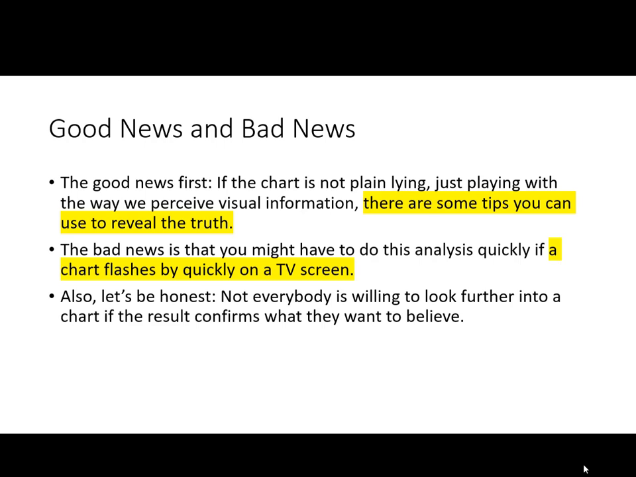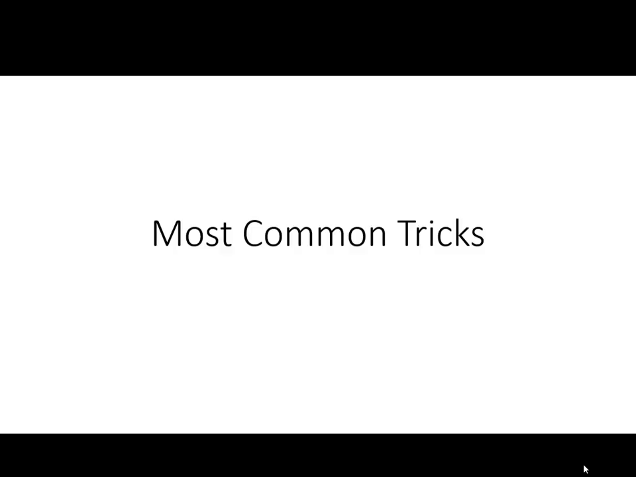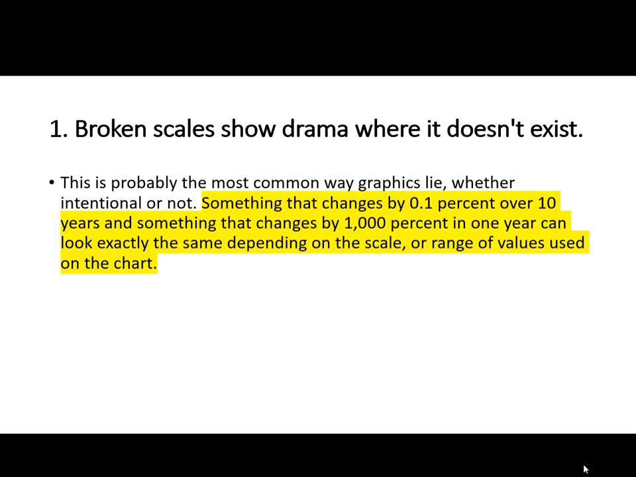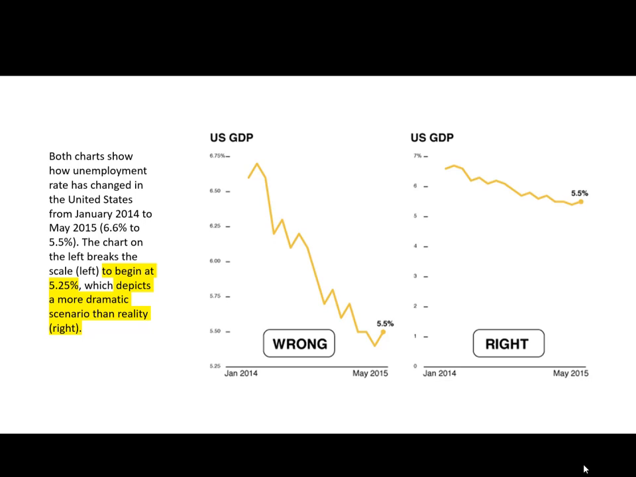But the bad news, a chart flashes by quickly on a TV screen and doesn't give you an opportunity to apply the good news. The most common tricks start with broken scales, which show drama where it doesn't exist. Something that changes by 0.1% over 10 years and something that changes by 1000% in 1 year can look exactly the same depending on the scale or range of values used on the chart. And this is an example.